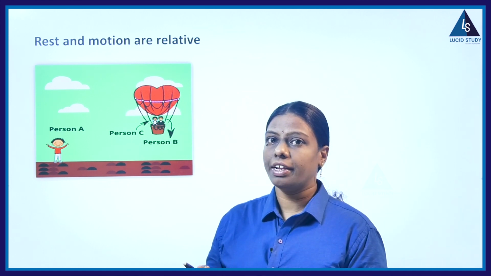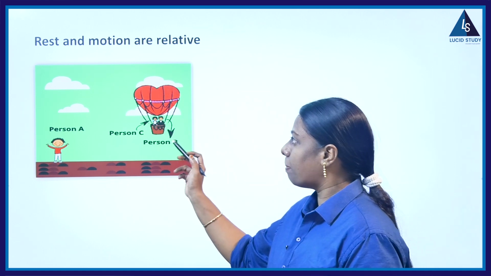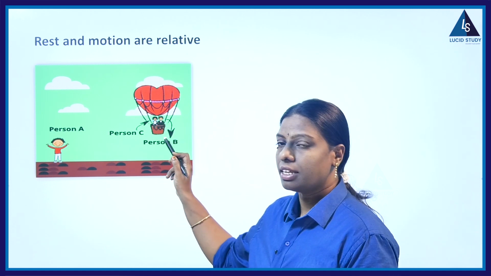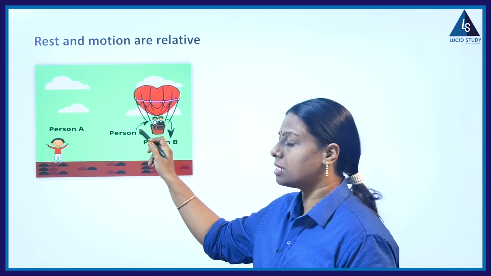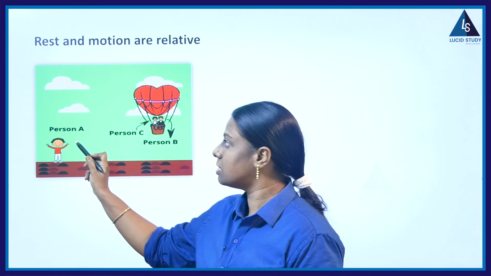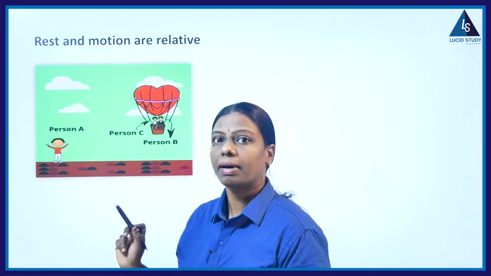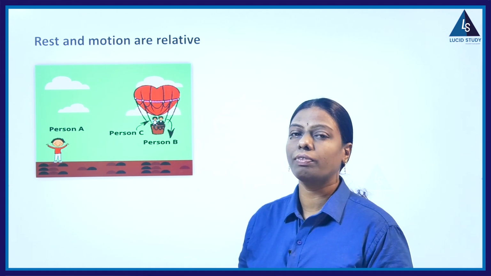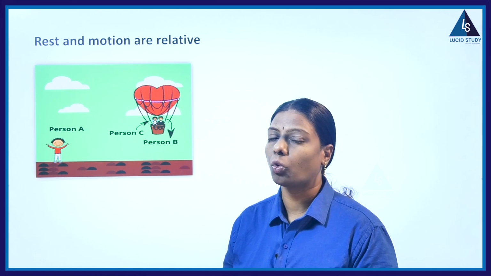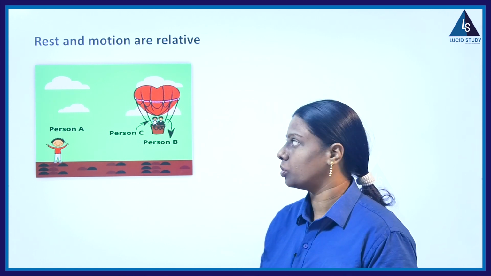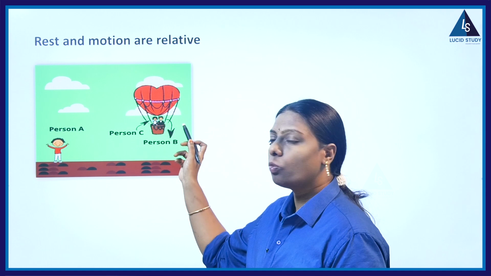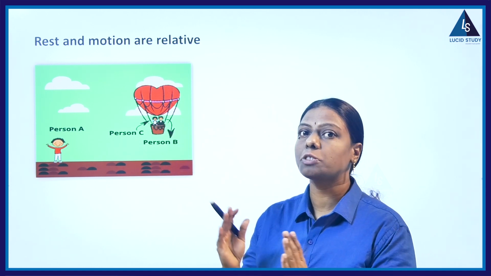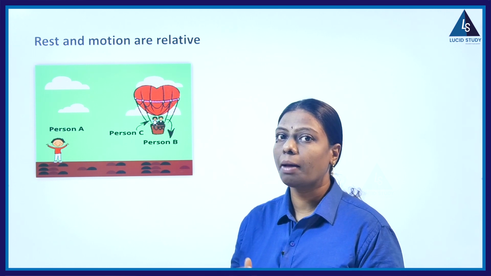So observe, children, here. This is a picture, a parachute in the air. There are two persons sitting inside, person B and person C. A person is standing on the road, person A. So now let us discuss what is the position of the persons with respect to the road and with respect to the parachute. So the persons who are moving in the parachute, person B and person C, with respect to each other, how do they appear?